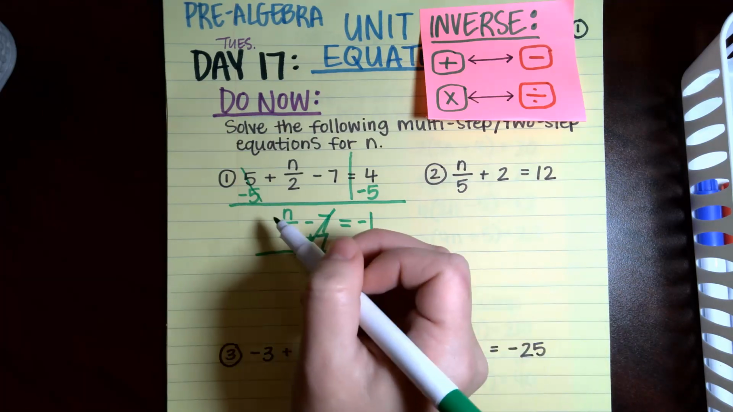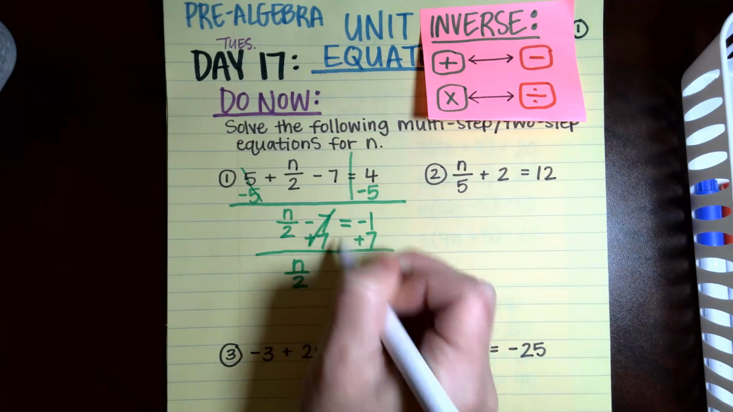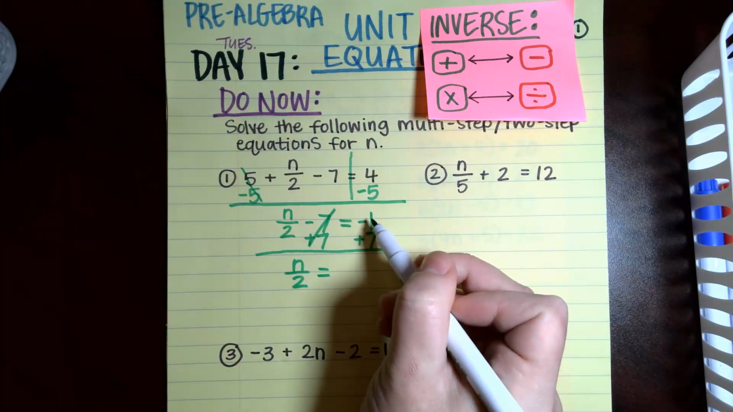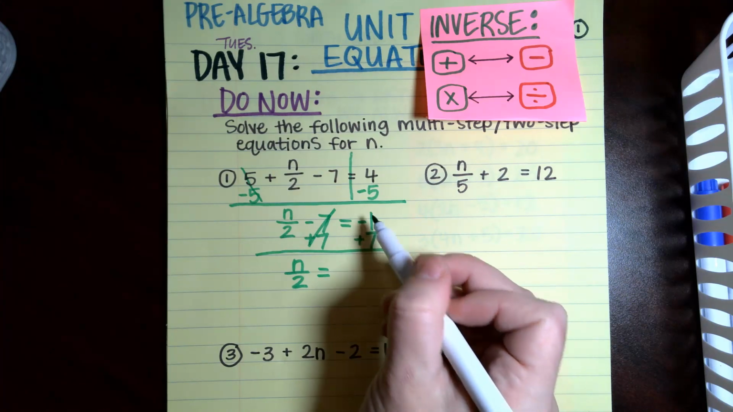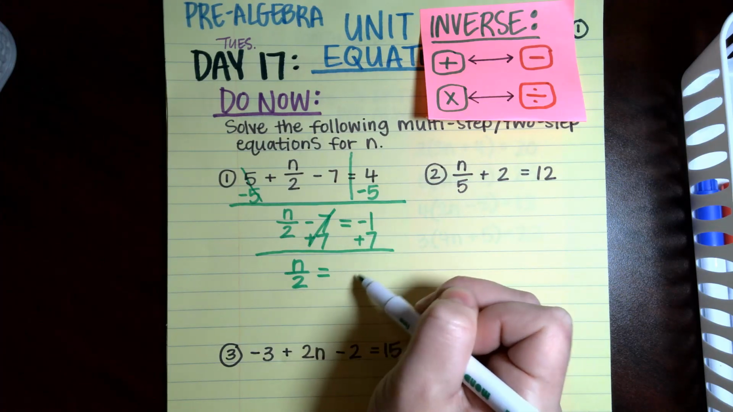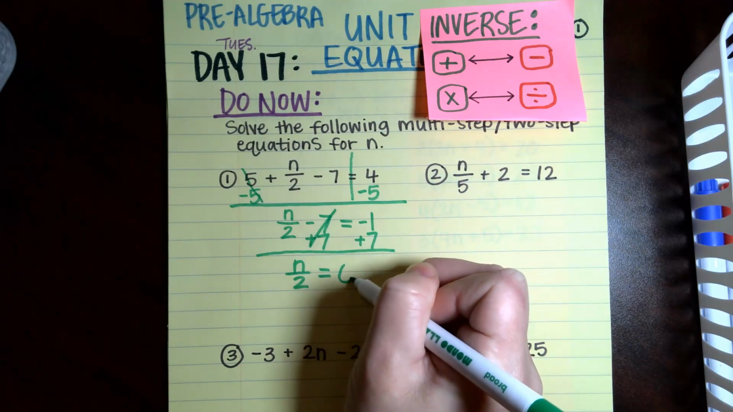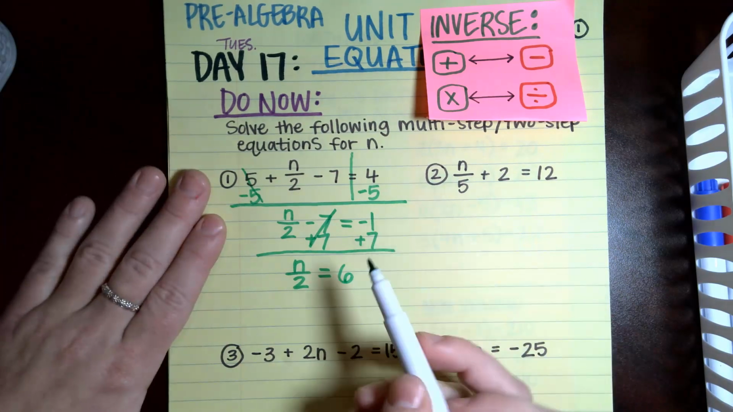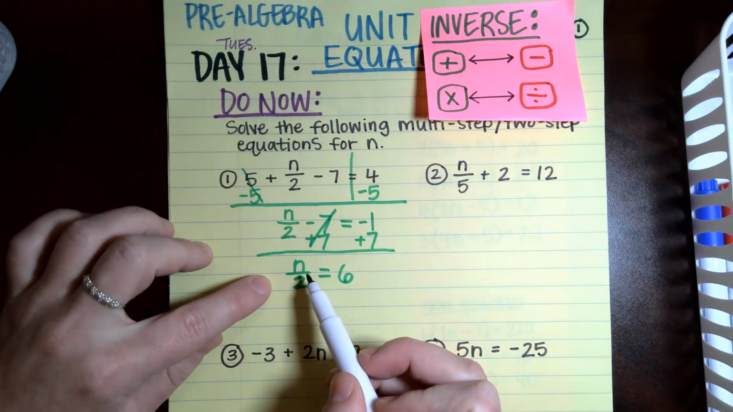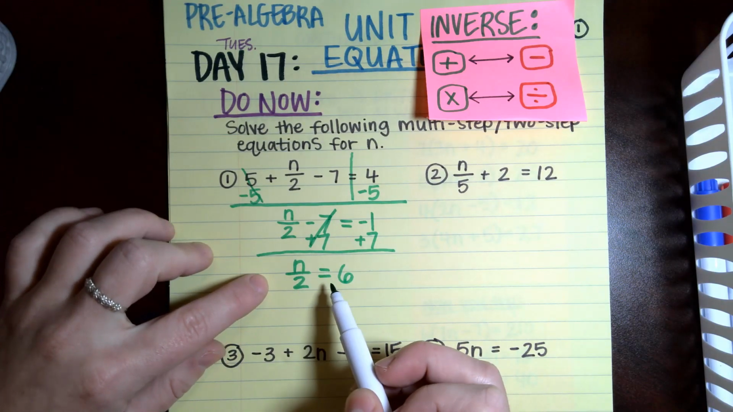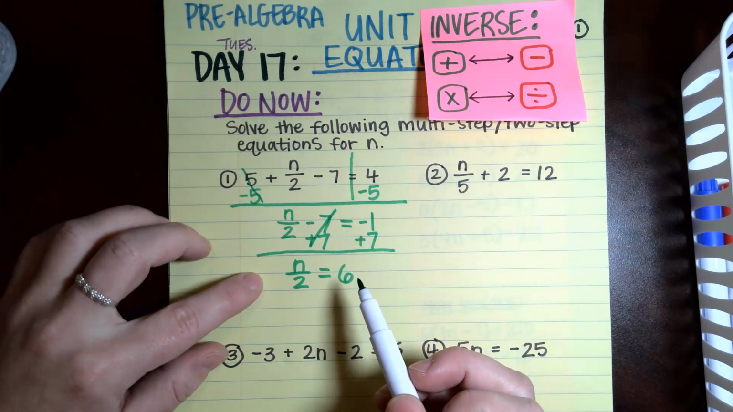Now what? Yeah, there's a couple things we could do. We could go ahead and bring this down, our n divided by 2 and our equals. Now we have negative 1 plus 7, or we could think of this as 7 minus 1. What's our answer going to be under here? 6. Good. Okay, now we're left with a one-step equation. We have n divided by 2 equals 6. What do I need to do as my final step to get n by itself?